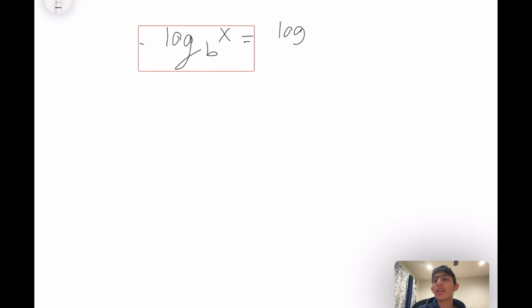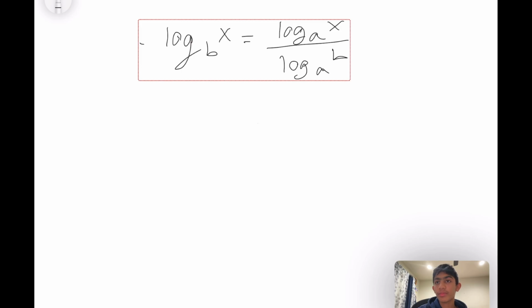Now let's talk about another important concept. We will talk about the change of base formula, which is log base b of x is equal to log base anything you want of x over log of the same base of b. Let's take a quick example.